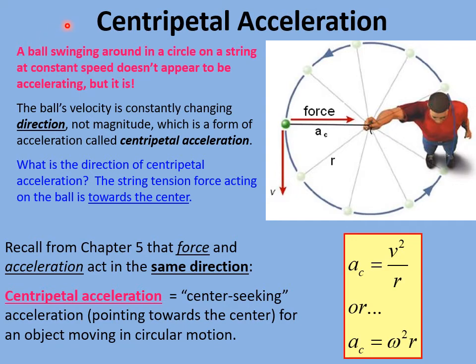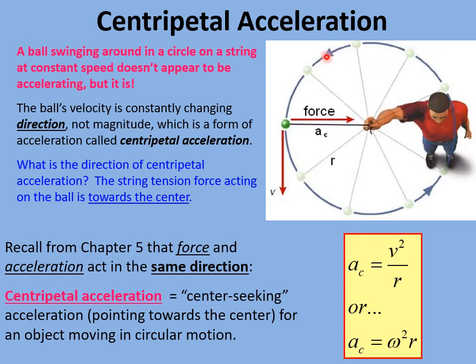Let's return to our thought experiment here of taking a ball on a string and twirling it around over our head like this. Remember, this is a bird's eye view looking down from above. And let's imagine this ball is twirling around and around like this at a constant speed. So the ball's not speeding up or slowing down. So it doesn't appear to be accelerating, but it actually is.